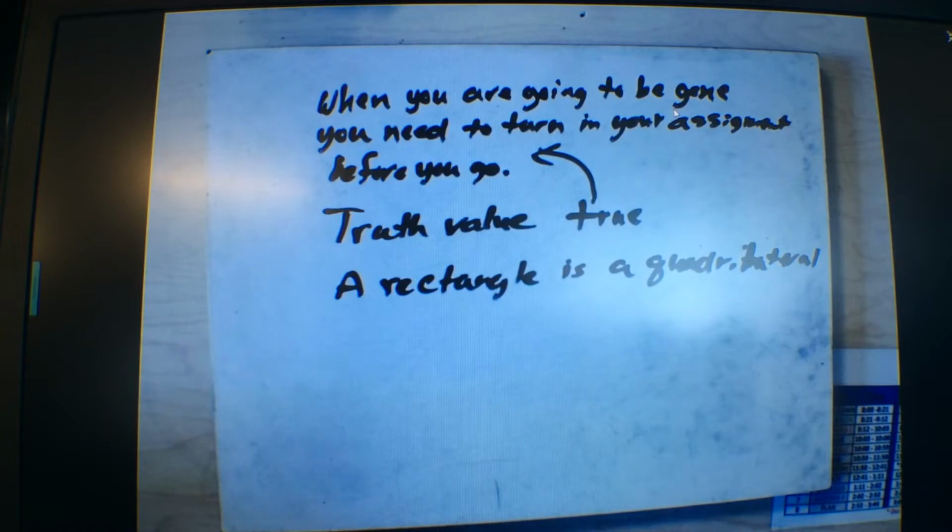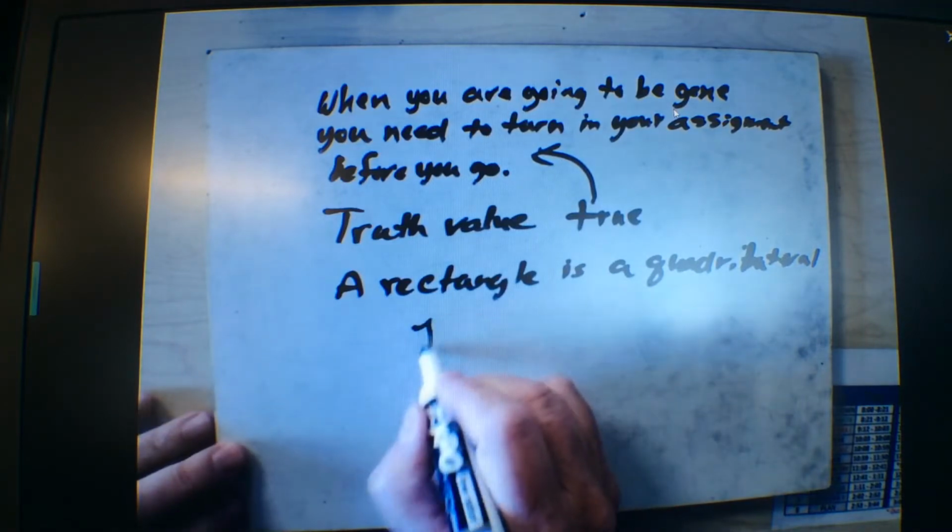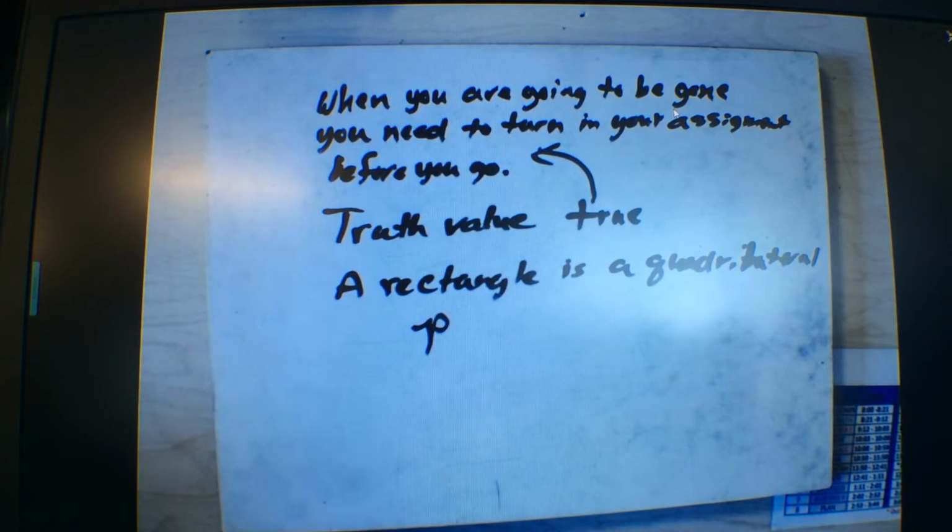Now, we can call this statement P, and we use P or Q. We're going to get to P's and Q's later on, but for right now we're going to use P's, Q's, and R's to generalize statements.